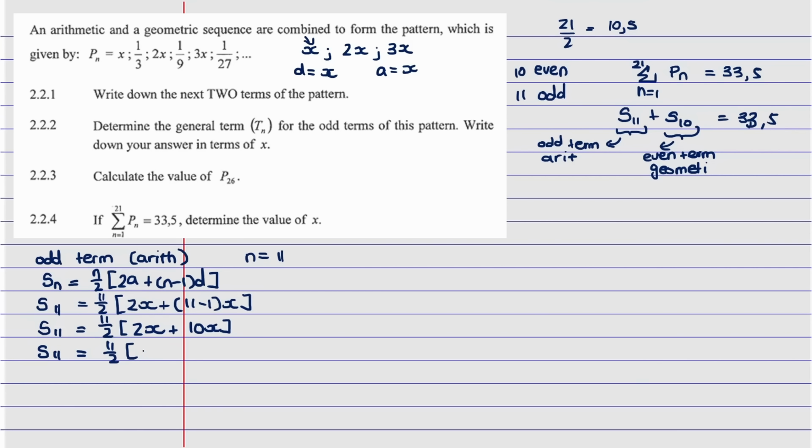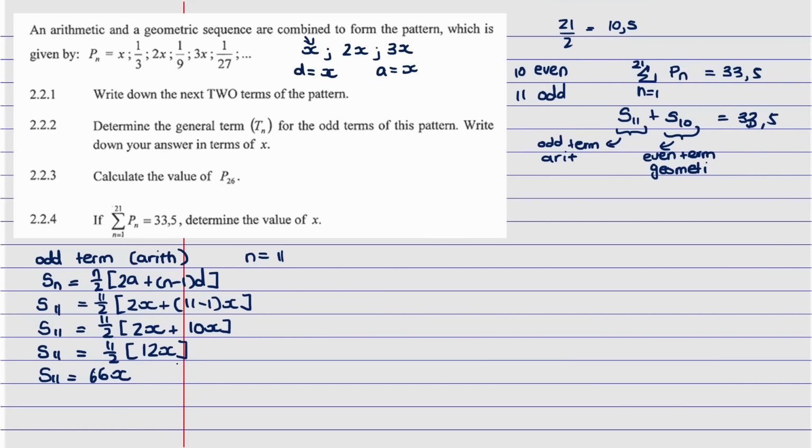So S11 is equal to 11 divided by 2. Then this is going to be the same as having 12x, right? Then close bracket. If you say 11 divided by 2 multiplied by 12x, you're going to get the fact that S11 is equal to what? It is equal to 66x. So we already know that this is going to be 66x.